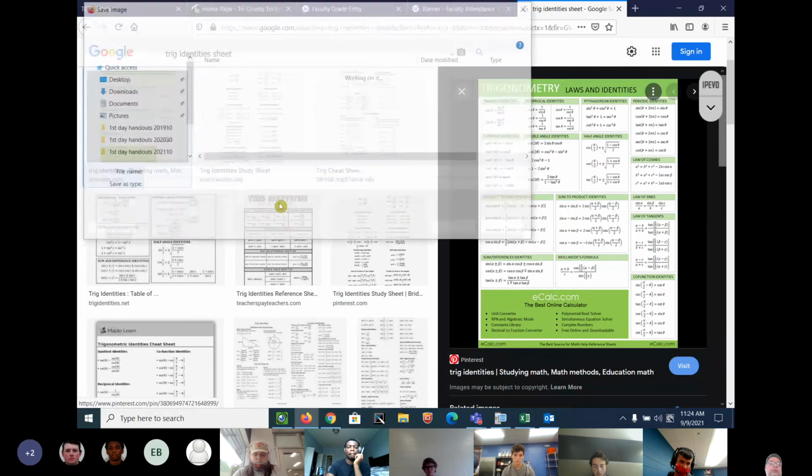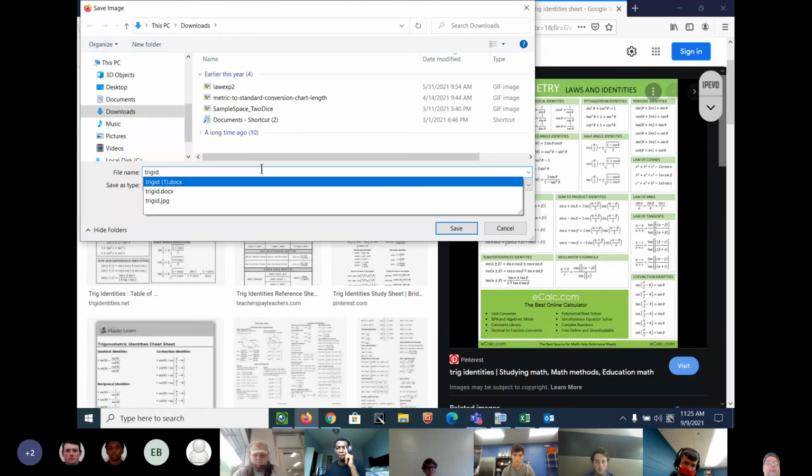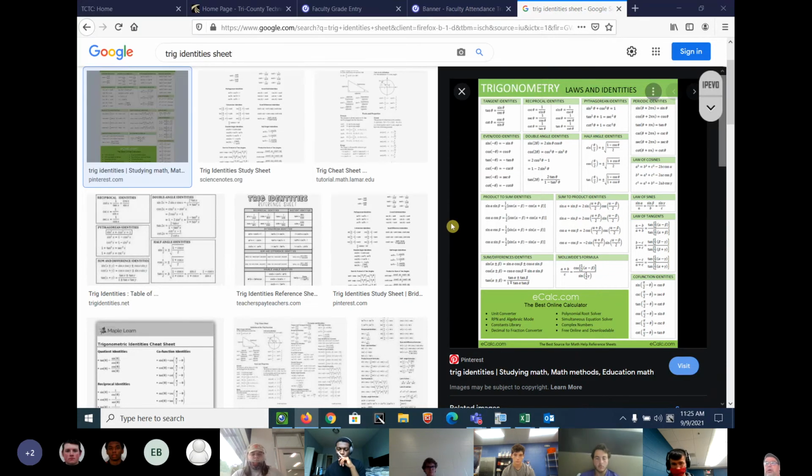Save image as Trig Identities. That's under downloads. I've already got it saved, so I'll go ahead and send that to y'all right now. We are going to start on them today, but we're not going to start working them. We're still working with trig functions right now. So I'm going to send this, upload, downloads, trig identities. This is just the picture. I want you to save it and put it on a word processor and fix it however you want to.